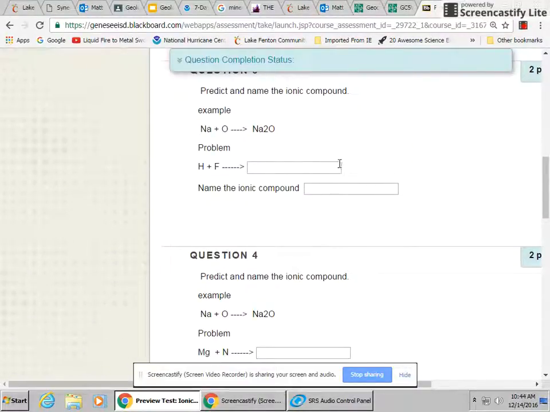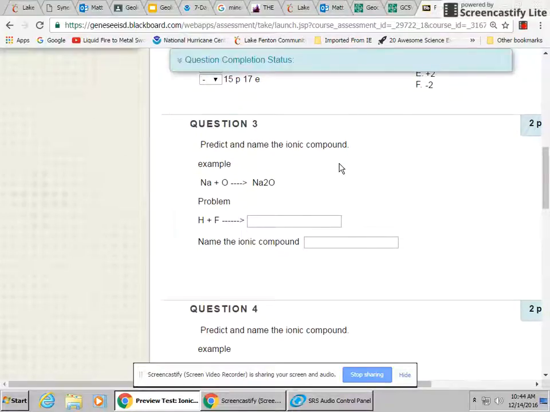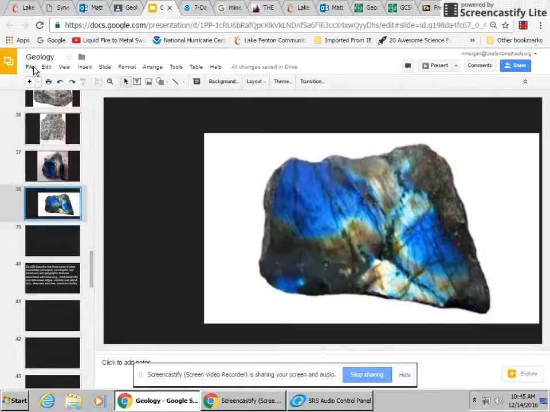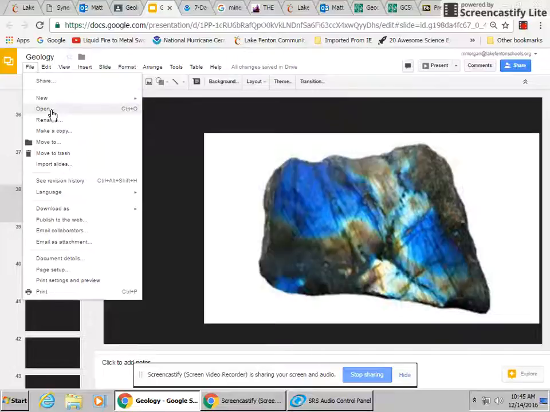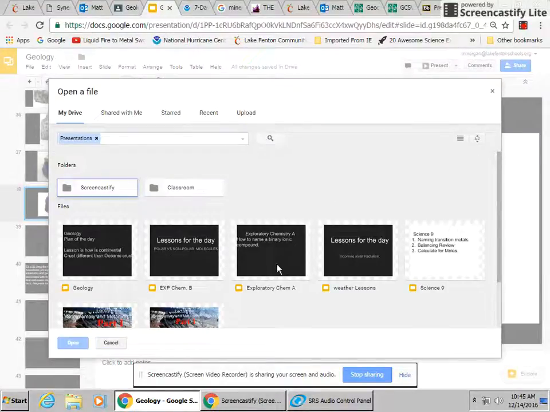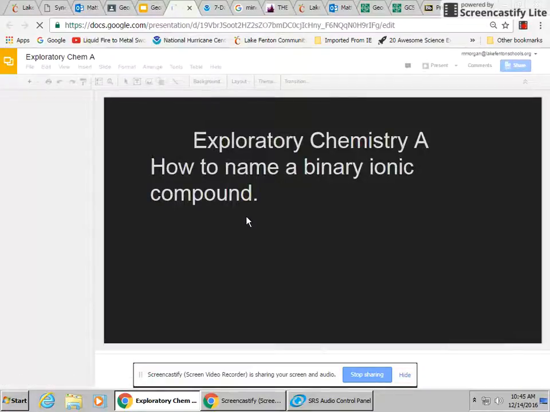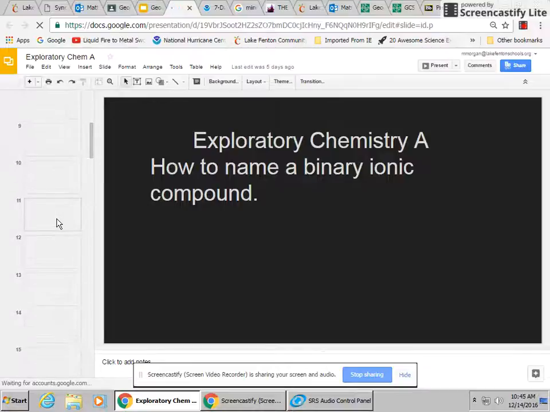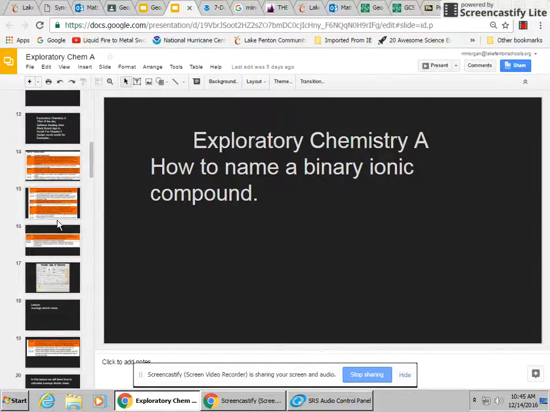On this one, this is the exact same thing from Science 9. All you're doing is predicting and naming the ionic compound. Here, you find the charge at the top of your periodic table. If you don't have one, or if you're looking for a periodic table, there's one you should have, and there's also one in the classroom exploratory chem PowerPoint. You can find most things here.